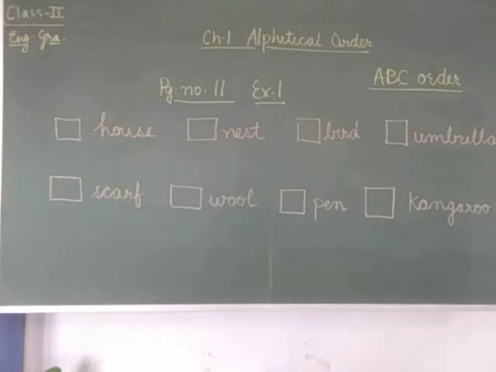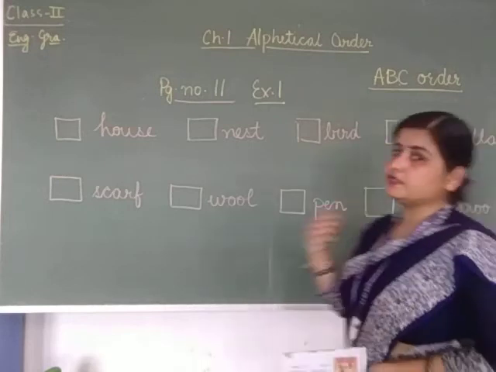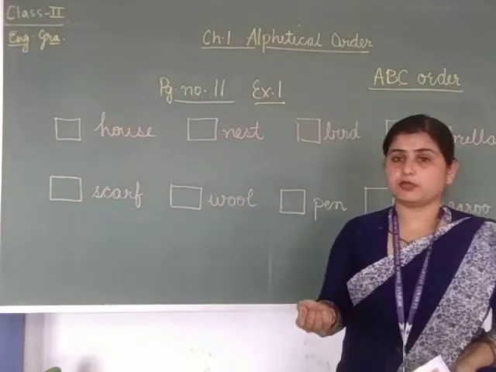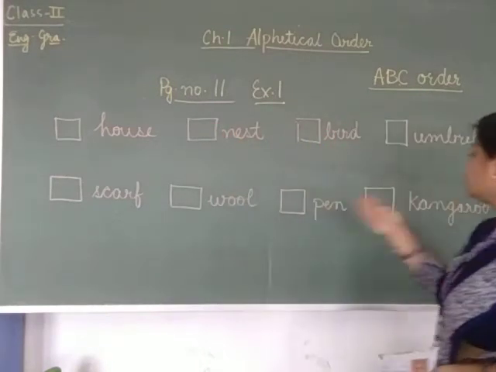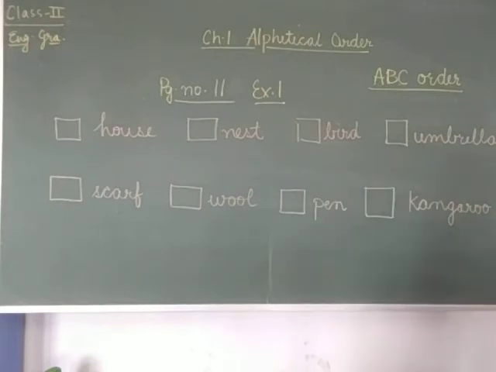जो word alphabetical order में पहले आएगा उसमें number 1 put करना है, then 2, then 3, then so on. Okay. Now these are 8 words. That means the number will go from 1 up to 8. Now we have to put them in an alphabetical order.